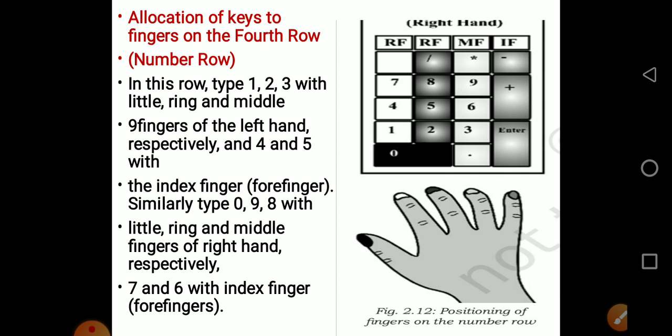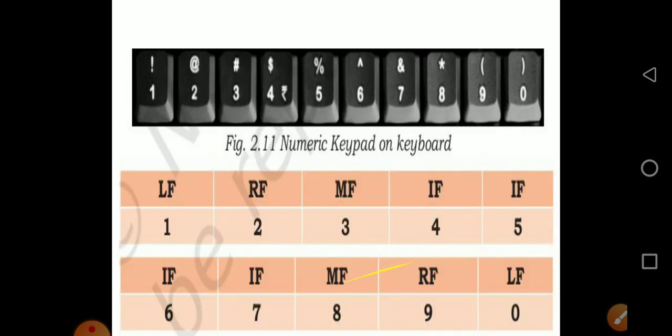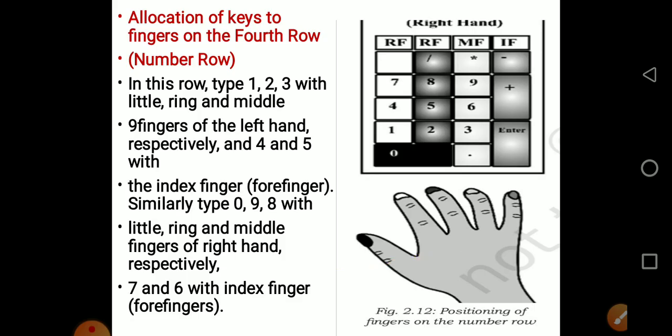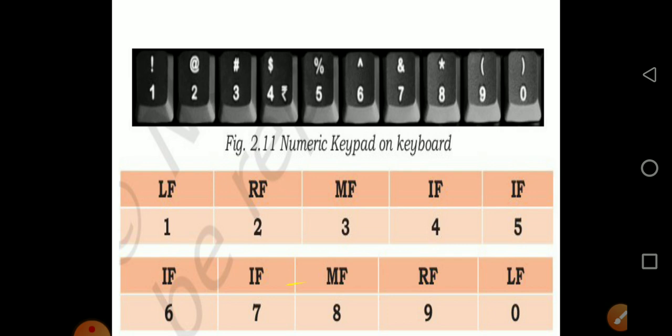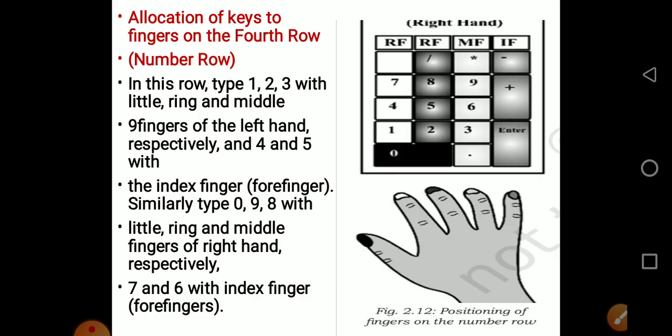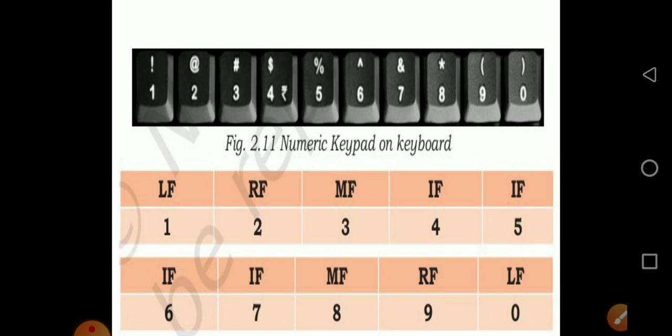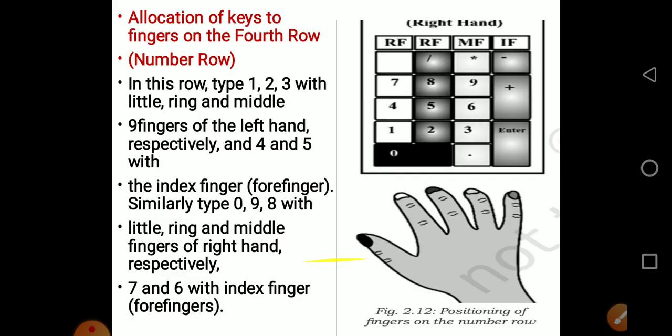7 and 6 with index fingers, and in this row type 1, 2, 3 with the little, ring and middle fingers of the left hand respectively, and 4 and 5 will take index fingers. This is what I have explained with this diagram. The same thing is given as an explanation here. Go through it.